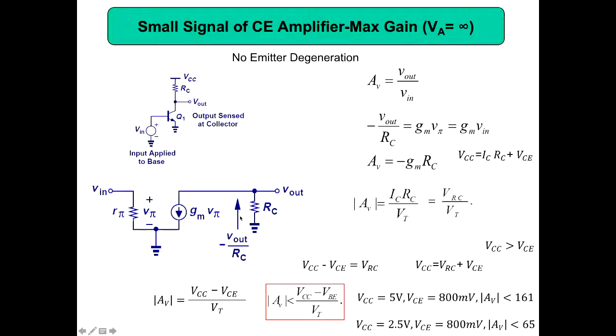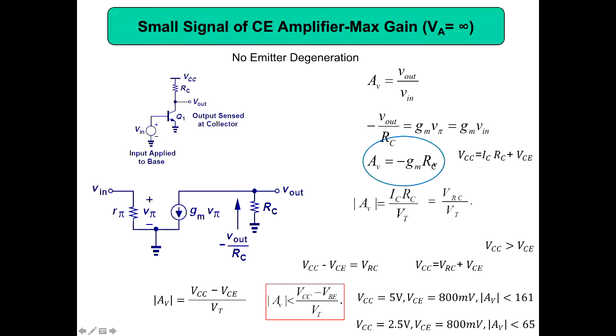The output impedance RO, we took it as infinity because we don't take into account Early effect. But then when we derived the expression, we found out some issues. The one issue is AV equal to minus GM into RC, and that is without Early effect. So without Early effect, voltage gain equals minus GM into RC.